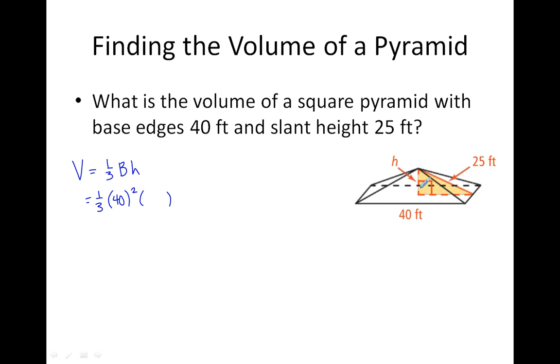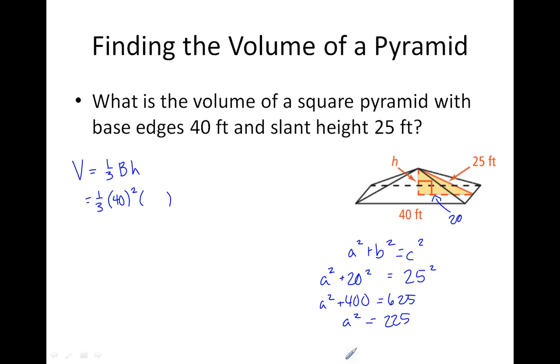Well, again, we have a right triangle. This is half of our side, so we know that's 20. We're looking for the height, so we use our Pythagorean theorem, a squared plus b squared equals c squared, to find that missing side. We're given c, which is 25. We're given one of the other sides, and it doesn't matter whether you use a or b. I'm going to let a be my unknown, plus 20 squared. So we have a squared plus 400 equals 25 squared, which is 625. So a squared equals, subtract 400 from each side, 225.